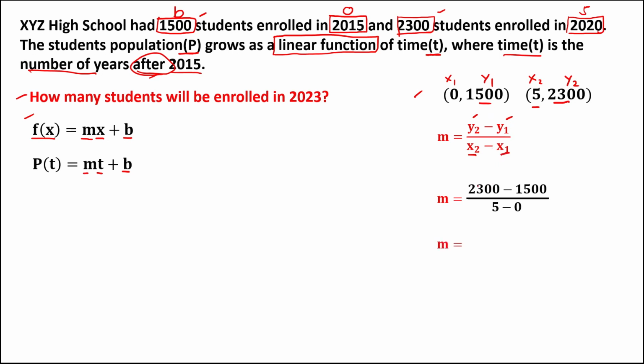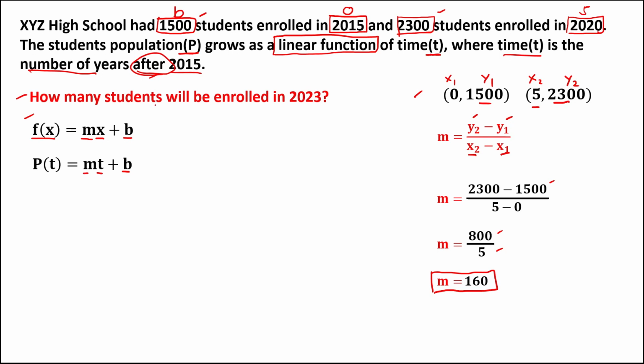Then to simplify, this 2,300 minus 1,500 is 800, over 5 minus 0, that's 5. Then to find the slope, 800 divided by 5 is 160. So the slope is equal to 160.